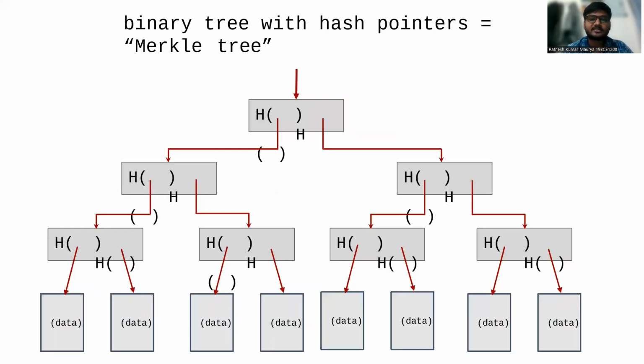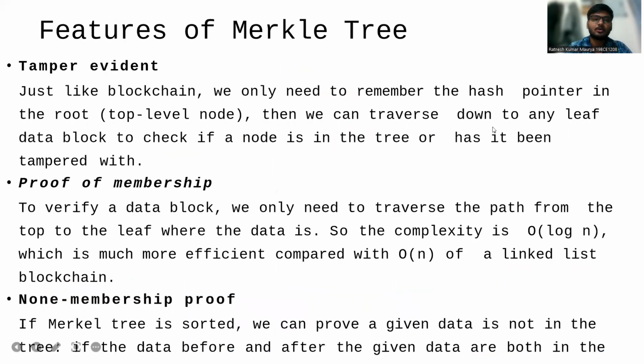Working of Merkle tree. Here we can see the Merkle tree with its data, leaf nodes, and root node. There are some features like tamper evident. It's just like blockchain. We remember the hash pointer in the root. Then we can traverse down to any leaf data block to check whether the node is tampered or not.